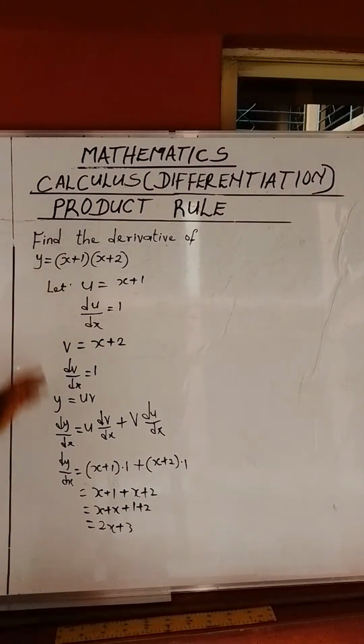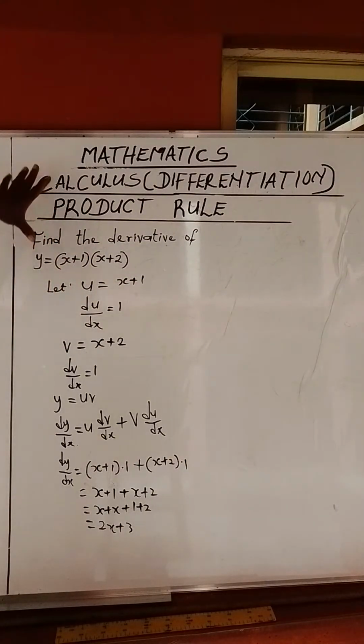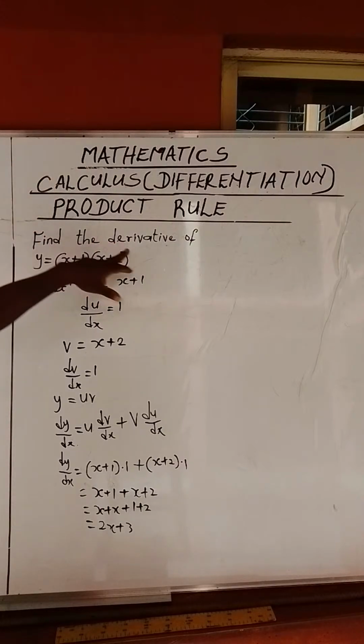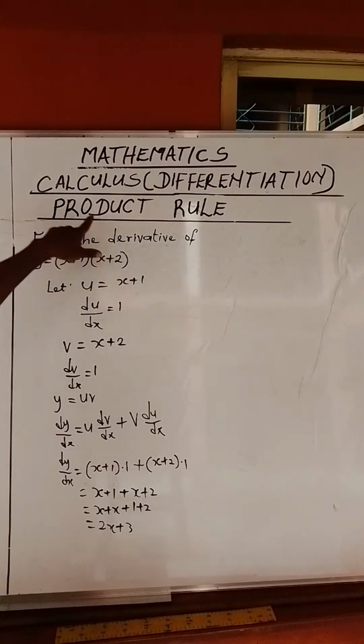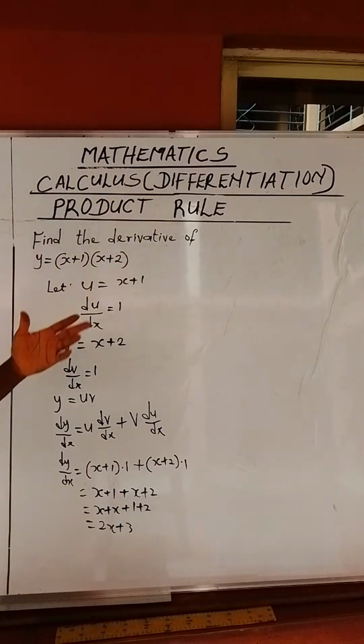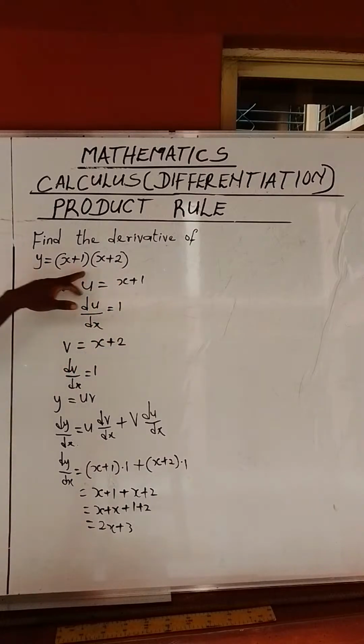Now I'm going to go back and review what I've said so far. Here, we are given the first question: to find the derivative of y equals x plus 1, then x plus 2, and we have to apply the product rule of differential calculus. Now, the easiest way to do it is simple. Just represent one of the terms by u and the other by v. So the first one is u and the second one is v.